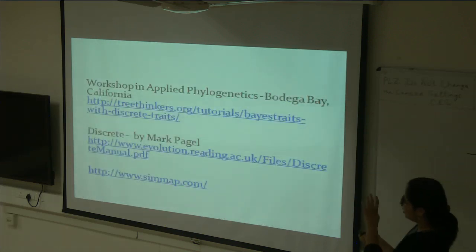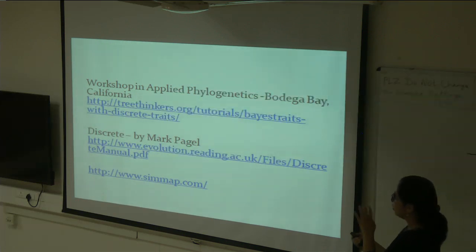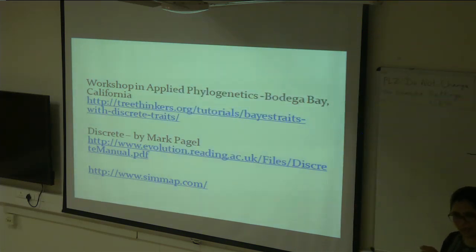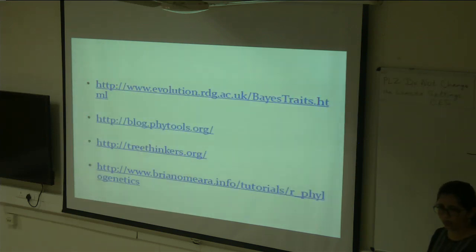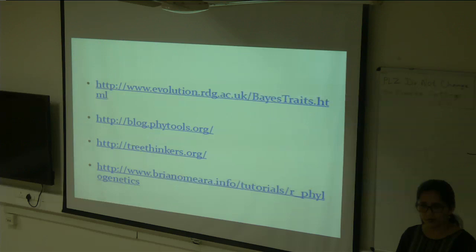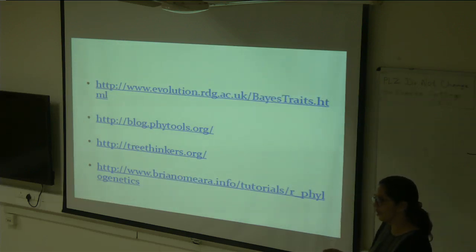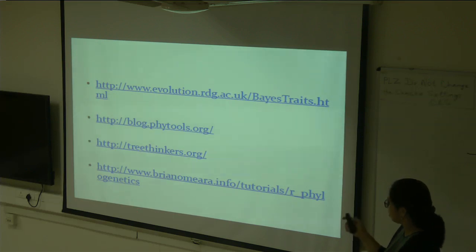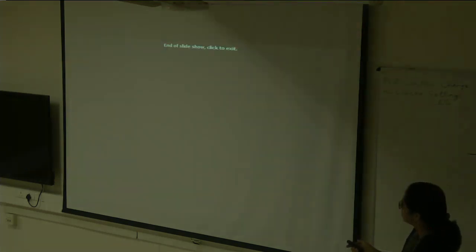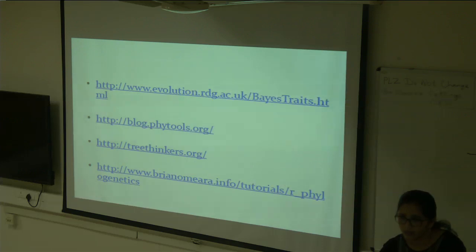And these are the different workshops and their material which I have used in my earlier talk, and all the links to that. So you can go back and check some of the material, especially for correlated traits, how you look at it. All the links are here. You can go back and look at it. That's it. Any questions?